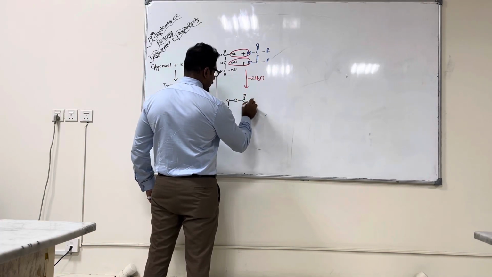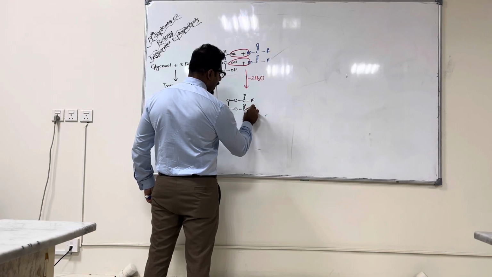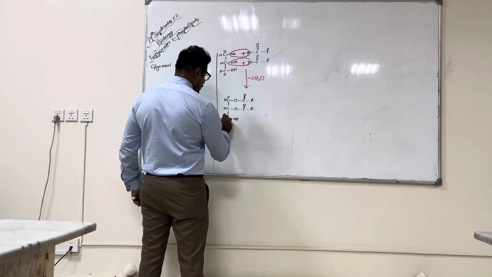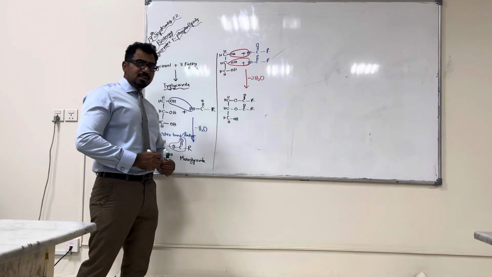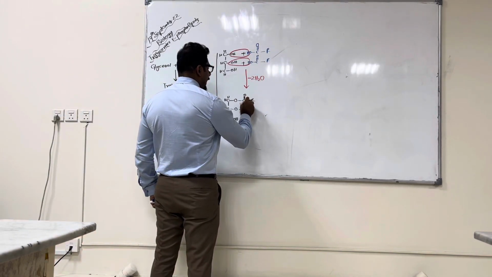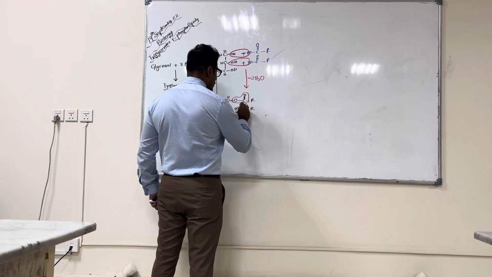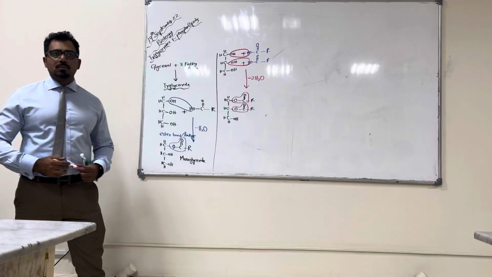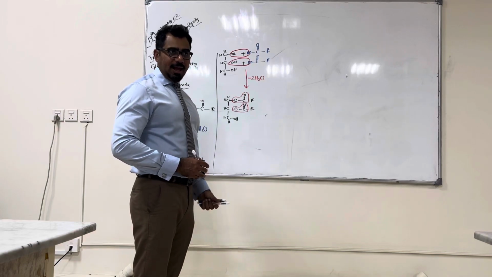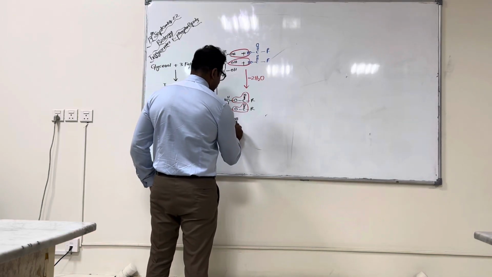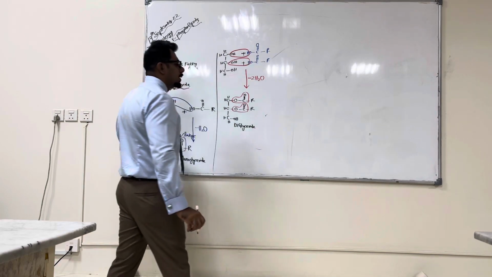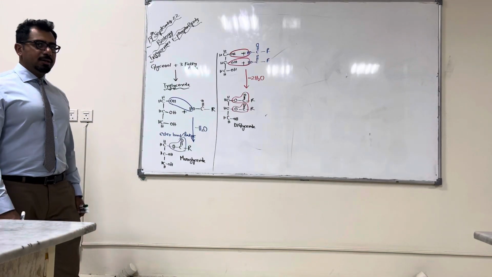OC double bond OR. OC double bond OR. The rest is H, H, H. Here is OH, H, H. Now in this compound, we have 2 ester linkages or 2 ester bonds, 1 and 2. Now this one, with one glycerol molecule, has 2 fatty acids attached. This will be called a diglyceride.